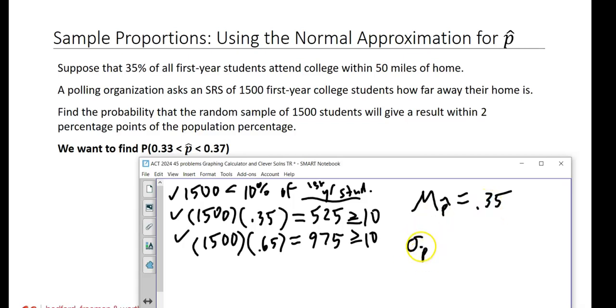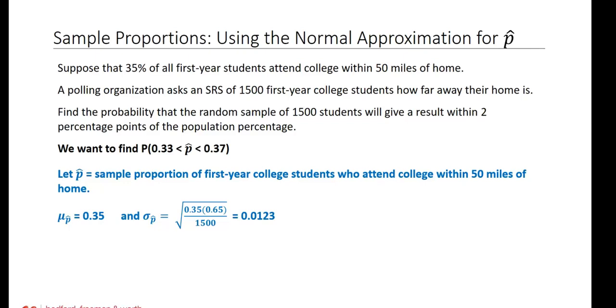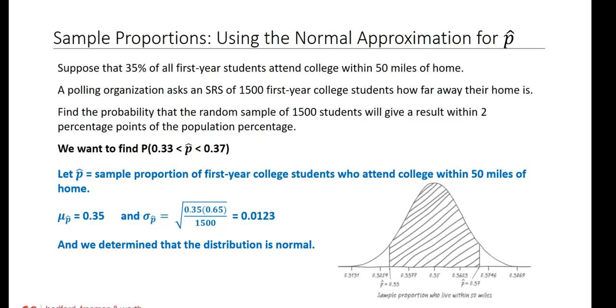Standard deviation of p hat is equal to the square root of 0.35 times 0.65 all over 1500. And you'll need to type that in your calculator to get that: 0.0123. And so because of that, we determined the distribution is, I would actually say approximately normal, not normal there. So approximately, because it passes the conditions, we know that it's approximately normal.